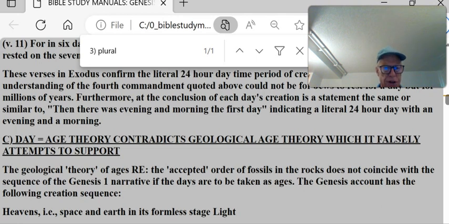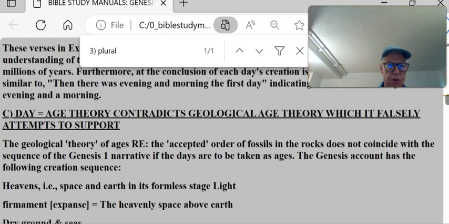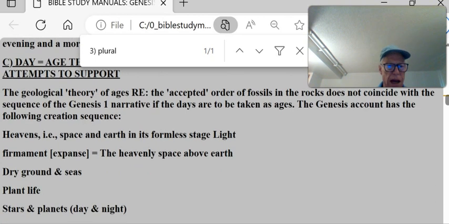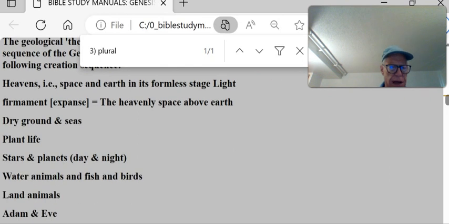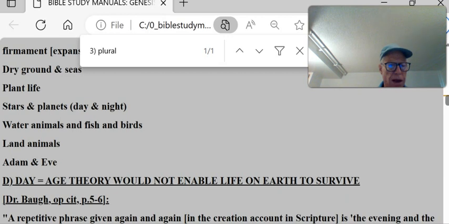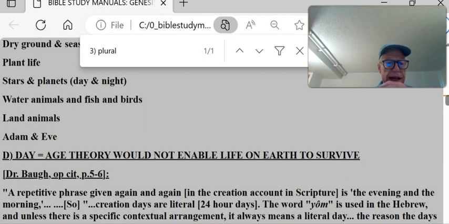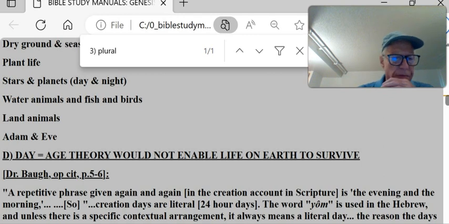In any case, the geological theory of ages, in reference to the accepted order of fossils in the rocks, does not coincide with the sequence of the Genesis 1 narrative if the days are to be taken as ages. The Genesis account has the following creation sequence: heavens, space, and earth in its formless stage, light, firmament, expanse, the heavenly space far above earth, dry ground and seas, plant life, stars and planets, day and night, water animals, and fish and birds, land animals, Adam and Eve. Day equals age theory would not enable life on earth to survive.